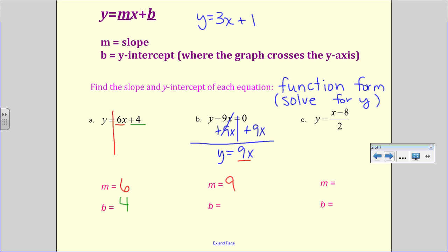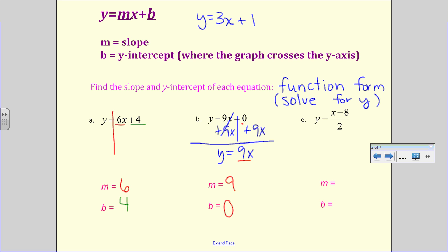What is my b value? What am I adding on? Where did I start at? 0. Ladies and gentlemen, if you're not adding anything to that 9x, that means you're starting at 0. We didn't have to add anything to the 3x, we would just have y equals 3x. We had to add that 1 because we had to start with 1 toothpick. Here, we don't have to start with anything. It's just 9 times x.